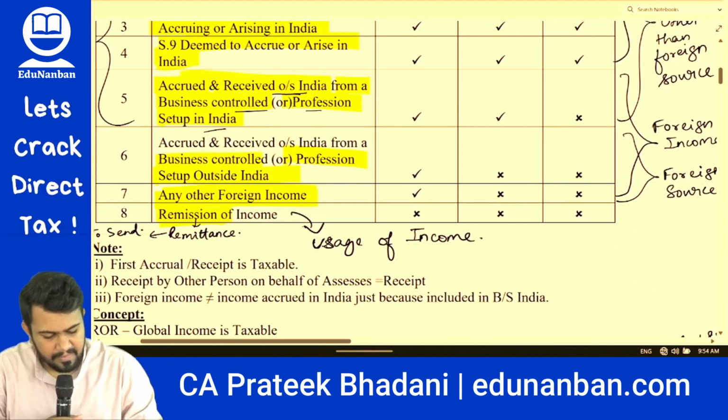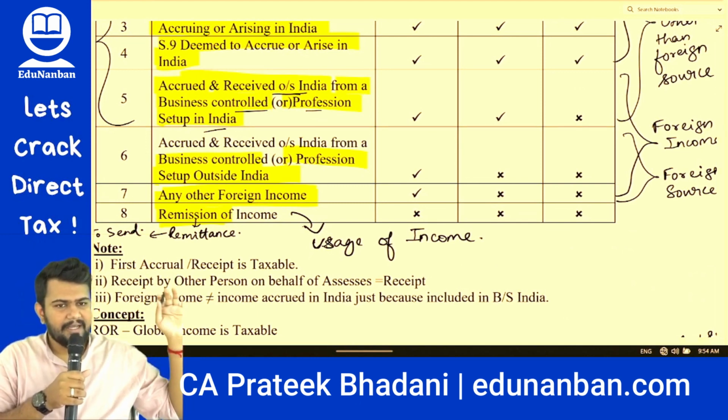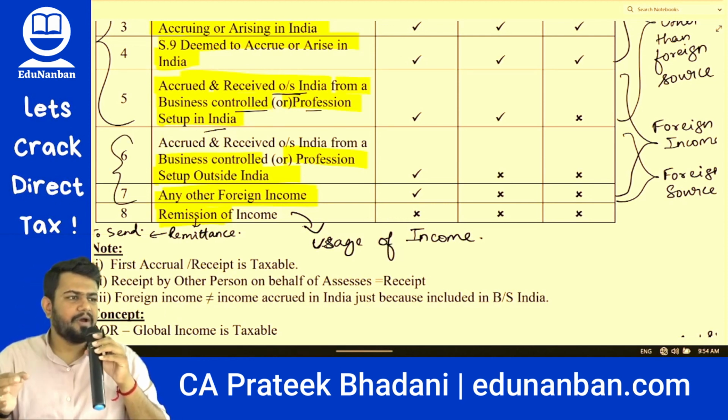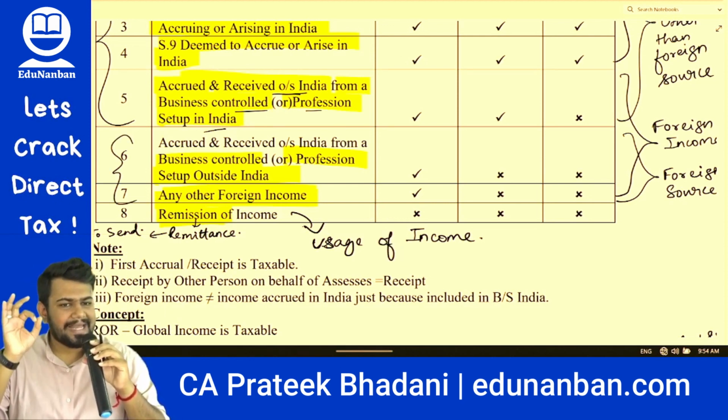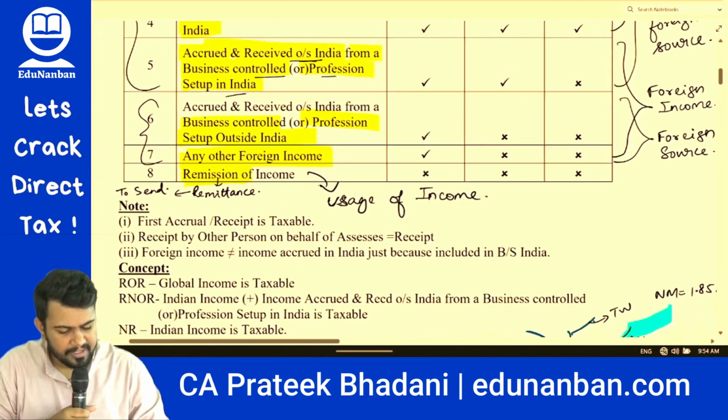Lastly, income accrued and received outside India and controlled also outside India, and any other foreign income. Number 6 and number 7 are purely foreign incomes, and they are taxable only for resident, ordinarily resident. Taxable only for resident, ordinarily resident.